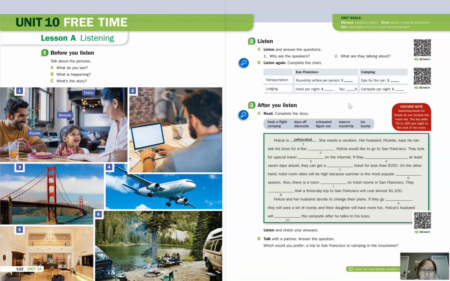So let me ask a final question. Which option do they choose and why?